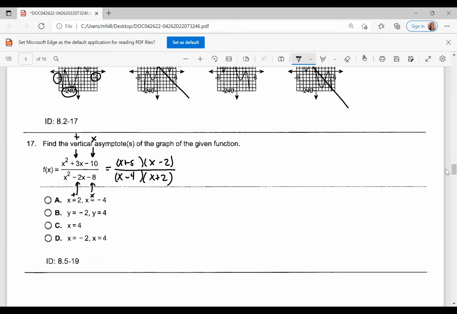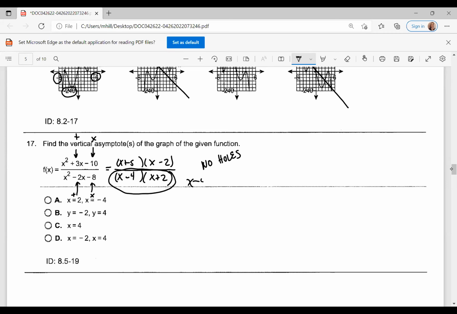-4 times 2 is -8, but -4 plus 2 is -2. So on this one, there's not anything the same on the top and the bottom. So there are no holes. So no holes here. So then at that point, you're worried about, well, what makes the denominator equal to 0?